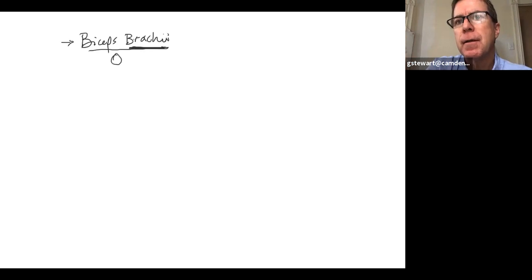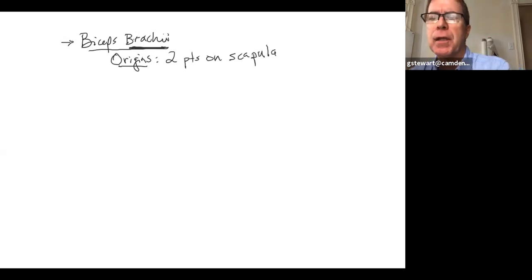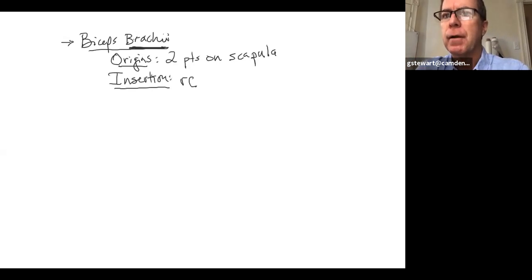So origins, the name says there are 2 origins. And those are 2 points, places, whatever you want to say, on the scapula. That's where it originates. A lot of people don't know that. They think the biceps brachii, intuitively, you would think it originates somewhere like the head of the humerus. Technically, there's 2 points around almost the back of the scapula. The insertion, the main insertion point of this is the radial tuberosity. Sorry, my table just moved on me there.